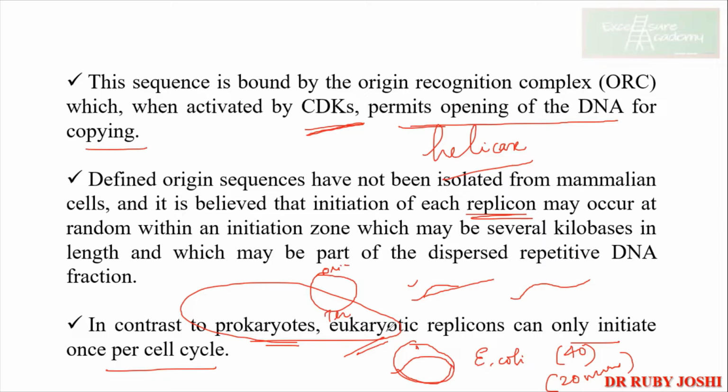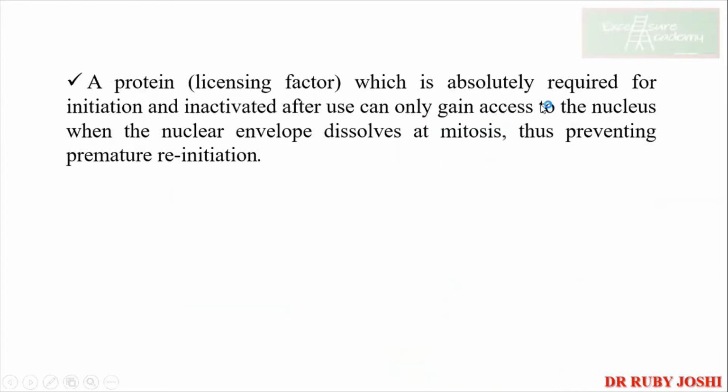ठीक है? And to ensure that, we have got around millions of proteins to ensure this thing. Okay, we'll talk about few of them. Okay, so protein, which is also known as the licensing factor, is absolutely required for initiating and inactivating after use. Only gain access to the nucleus when the nuclear envelope dissolves at mitosis, thus preventing the premature reinitiation.